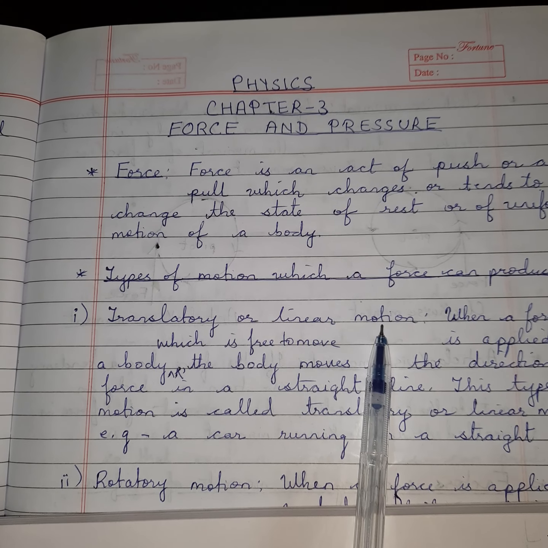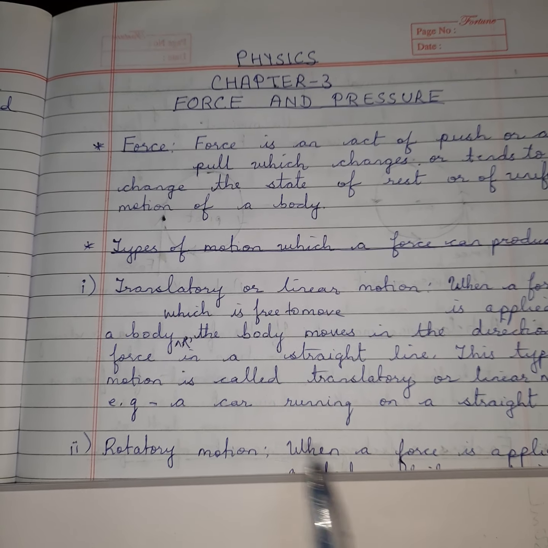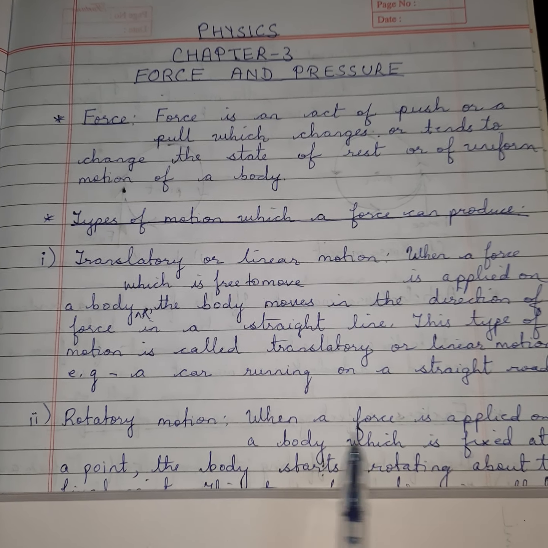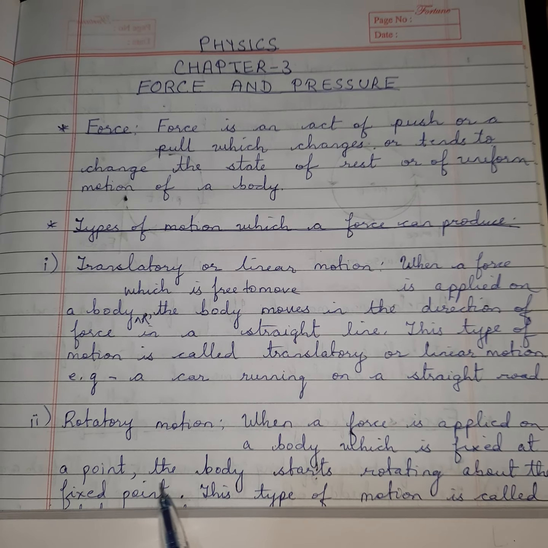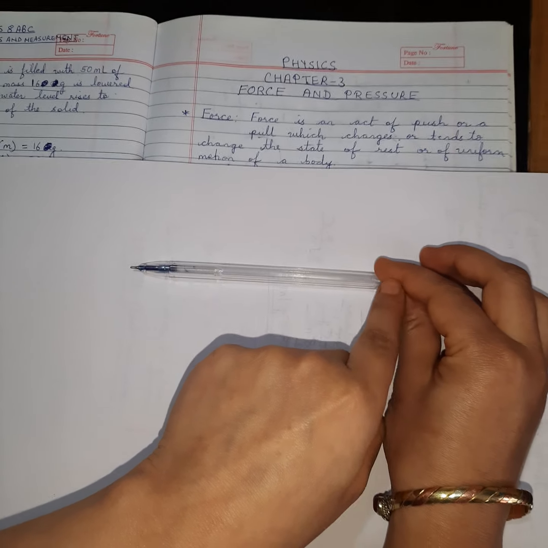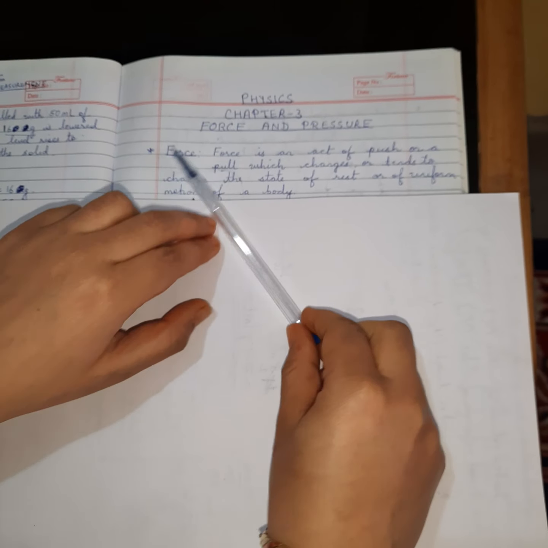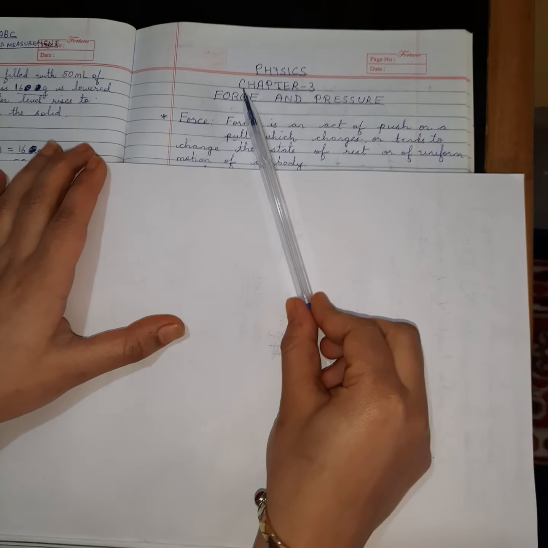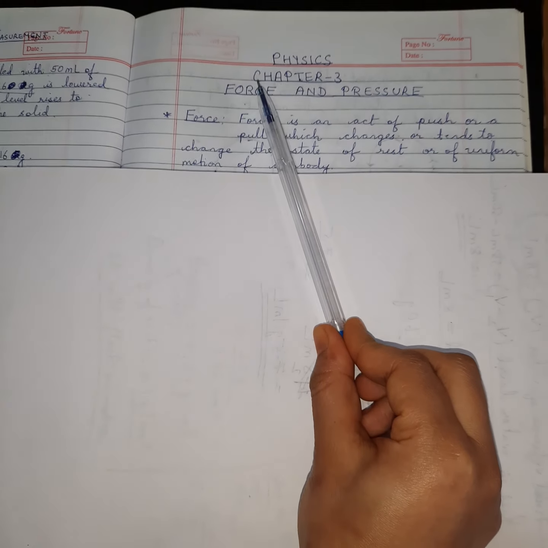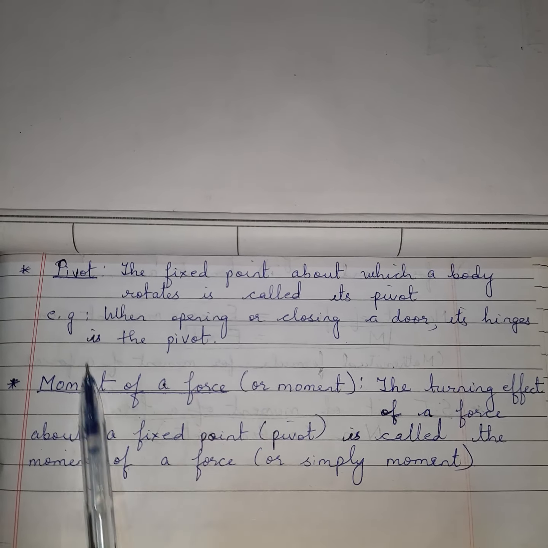Translatory or linear motion, when the body is free to move and you apply a force on the body, it will go in a straight line. The next type of motion which a force can produce is rotatory or rotational motion. When you apply a force on a body which is fixed at a point, the body starts rotating about the fixed point. Rotating about the fixed point means this point is fixed. Now this body will start rotating around this fixed point. This is known as rotating about the fixed point, and the name of this fixed point about which the body will rotate is called pivot. Hence, pivot is the fixed point about which a body rotates.